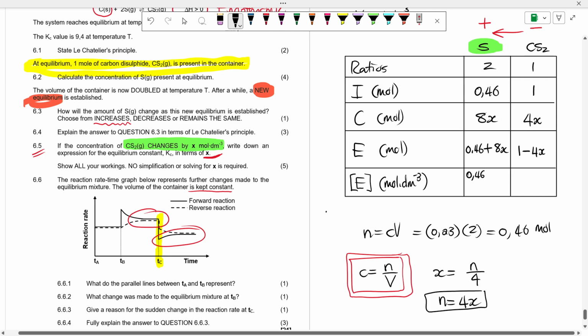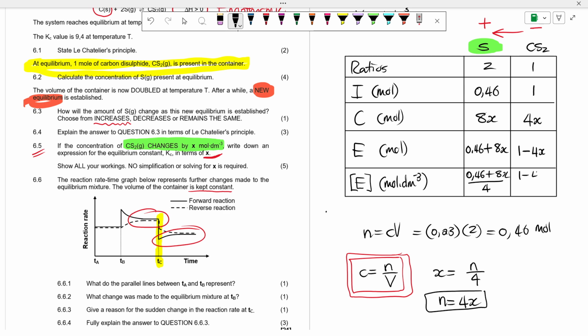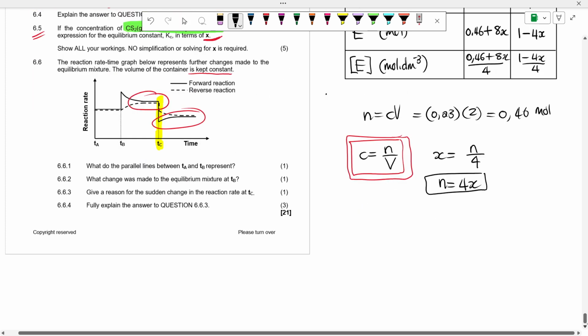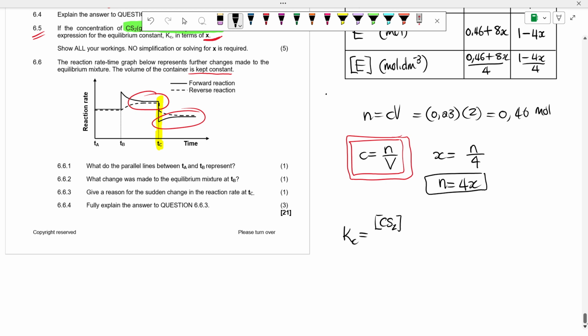Yeah, the last step is just to divide by the volume. This volume is 4. Then we just need to express Kc, right? So we say Kc is the concentration of whatever we have on the product side divided by whatever we have on the reactant side, and this is equal to, the sulfur has a 2, so we have to include that squared.